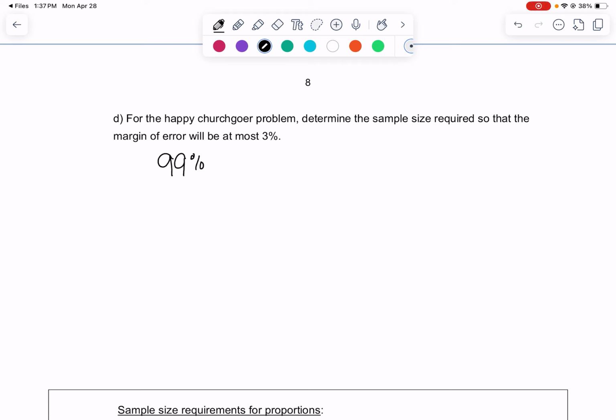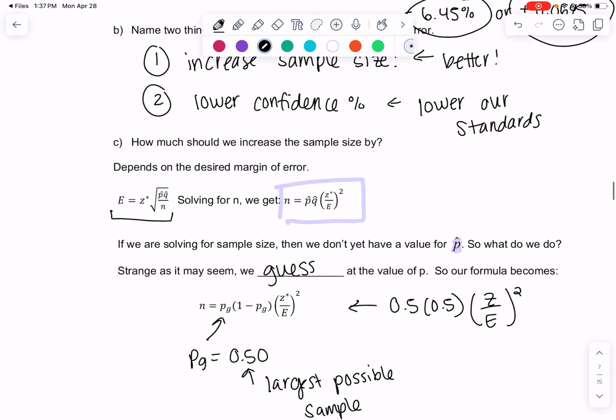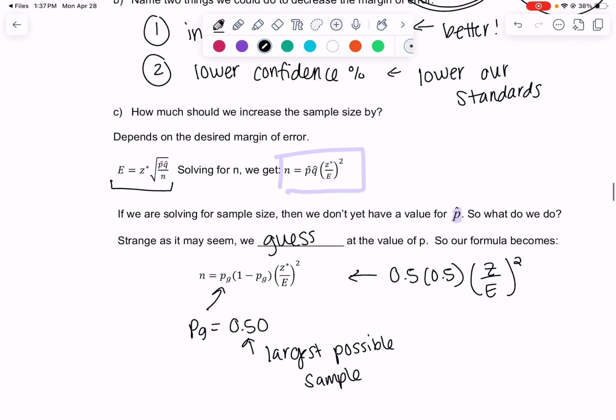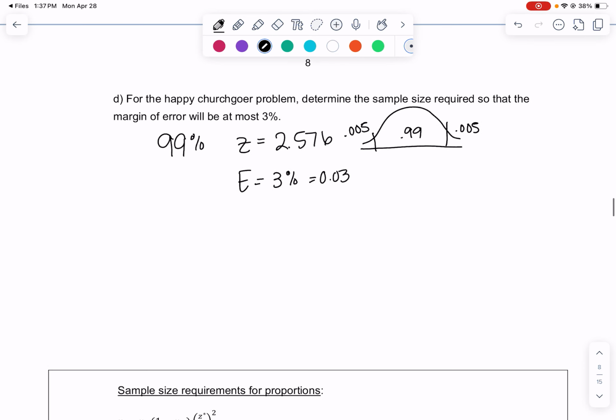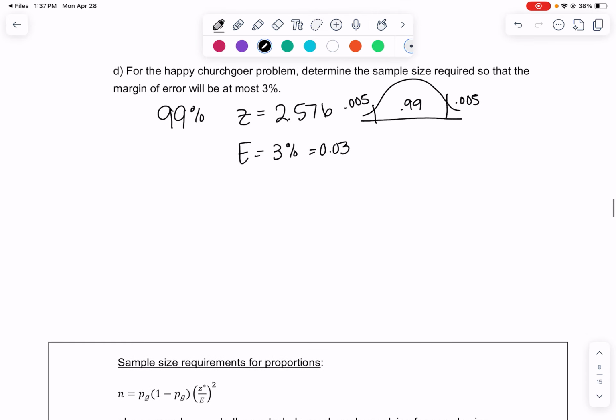I think if we go back to the math we just did, our z-score was 2.576. If you don't remember, it was because we put 99 in the middle, and then each tail got 0.005. And we found 2.576 when we found the z-score. And we've decided that we only want 3% error, so 0.03. So we're trying to lower the error from 6.45 to only 3%. And we will use our p-guess of 50% just to be conservative.